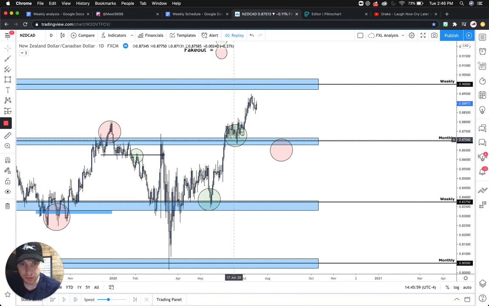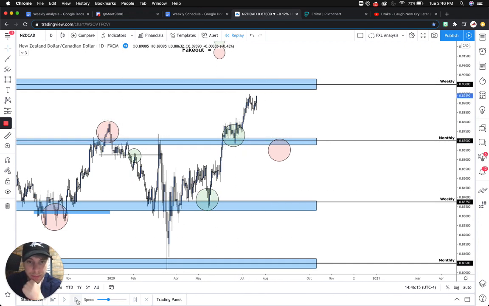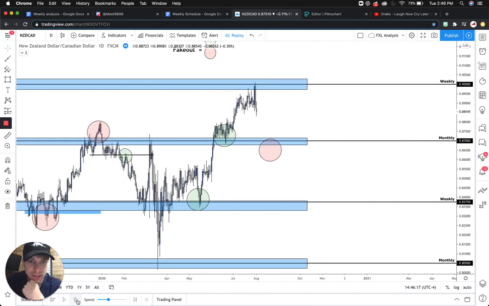Textbook, confirmed break right there. There's even a pattern in there. Looks like a bit of a flag or some sort of a triangle on a lower time frame. Perfect break, break and retest, confirmed breakout, and then continued higher. Really good opportunity there. Let's keep playing it forward and see what happens.